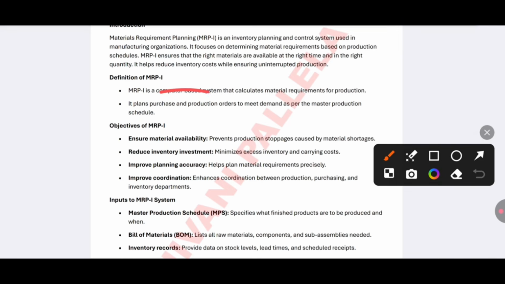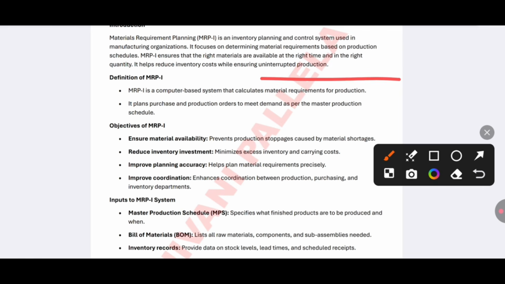So MRP is a computer based system that calculates the materials requirement in production. Basically it is technology based, computer based. So this is the definition. And whatever purchase orders are there, whether they are meeting the demand as per the production or not, it will check that.